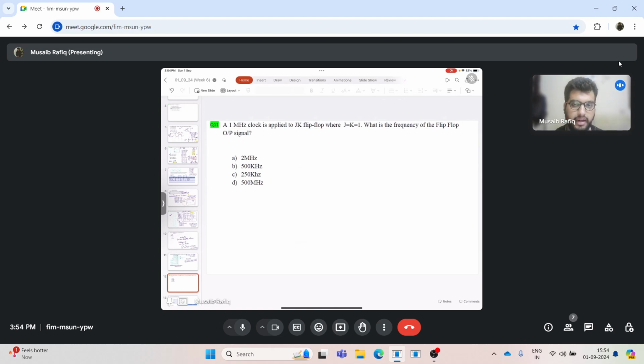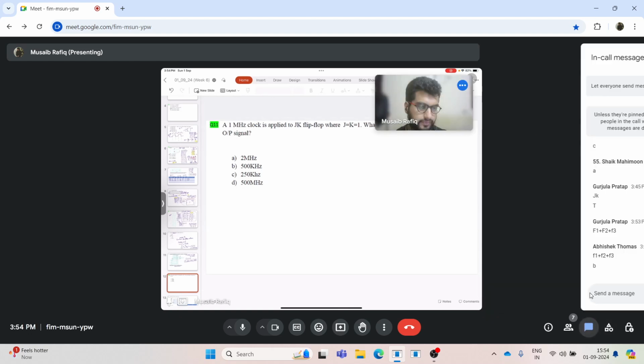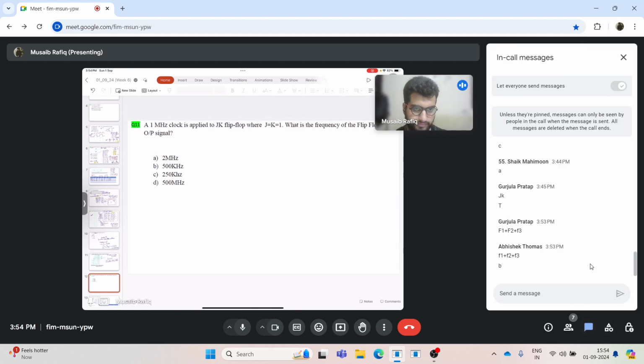A 1 megahertz clock is applied to a JK flip-flop where J equal to 1 and K equal to 1. What is the frequency of the flip-flop output signal? So you are given the condition for inputs with clock frequency equal to 1 megahertz. You need to figure out the output clock frequency. Anyone else? What is the answer?